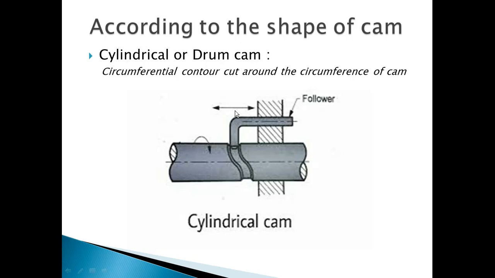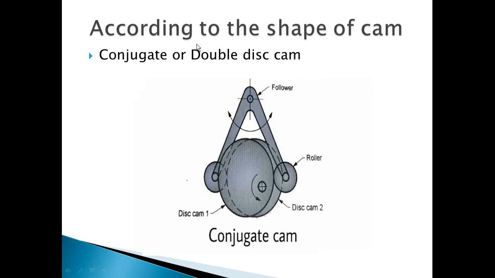Next one is the conjugate or double disc cam. The shape of the cam is like a conjugate one. Two cams are there which are joined together, disc 1 and disc 2. Okay, which are joined together, and there is a slot provided for this roller, and also there are two rollers, two followers which are hinged at one point. It is a single part but having two ways. One is this roller and another is this roller, but it is a single follower. Okay, that is pivoted at this point, and this cam is offset.